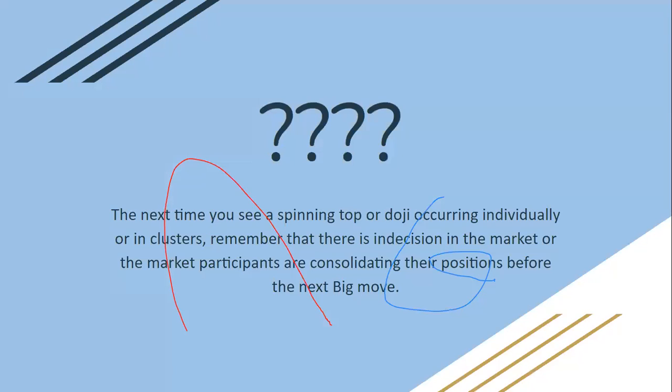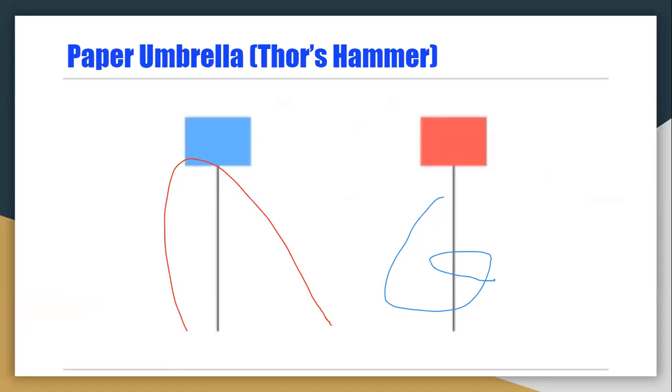So this is clear. Now let us look at another important pattern, which is called the paper umbrella. But I actually call it Thor's hammer. Everybody on the group, I have mentioned this Thor's hammer pattern. As the name suggests, it looks like an umbrella or a hammer, like Thor's hammer. Whenever you spot this particular candlestick, let us look at the ideology of the market participant.